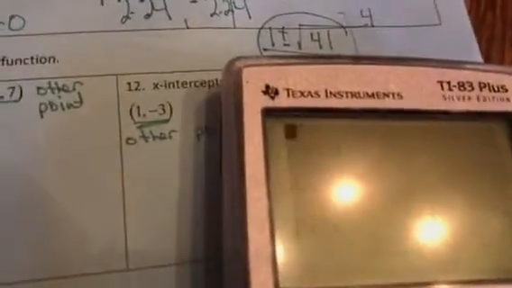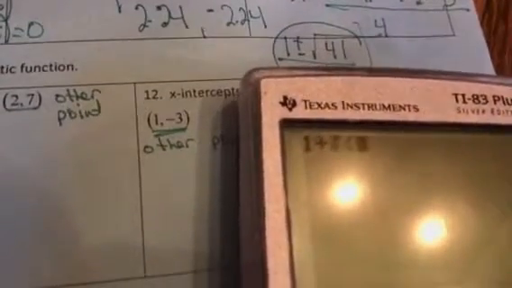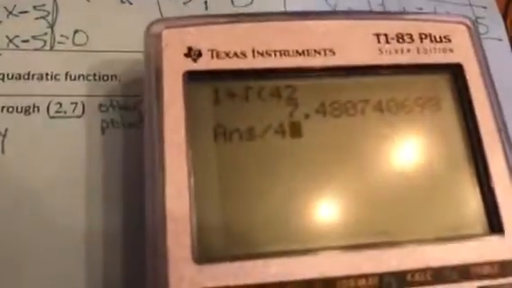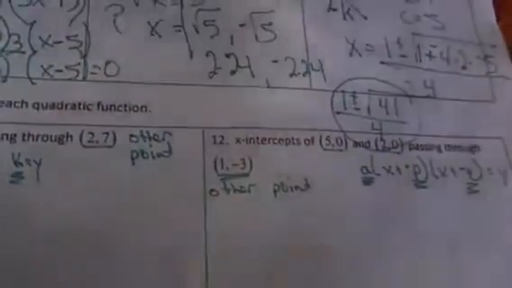So this is a great answer. You could leave it like this. Otherwise, you can go to your calculator and do 1 plus the square root of 41, hit enter, and then divide by a. And you get that version, 7.48.